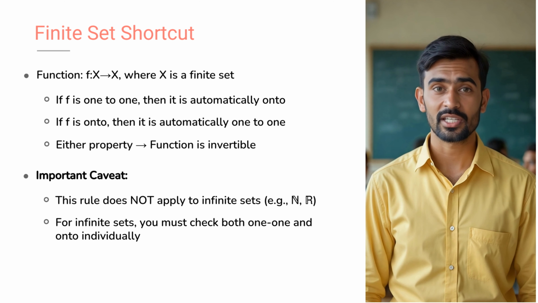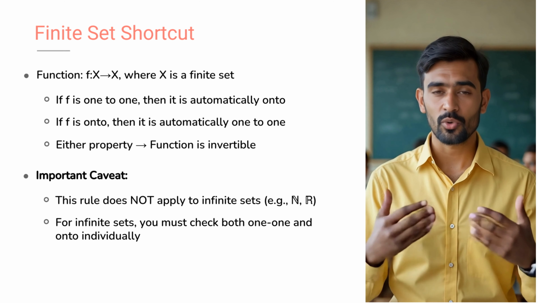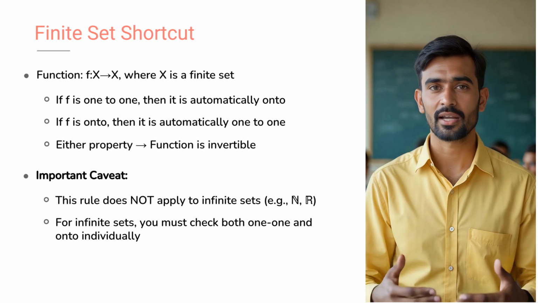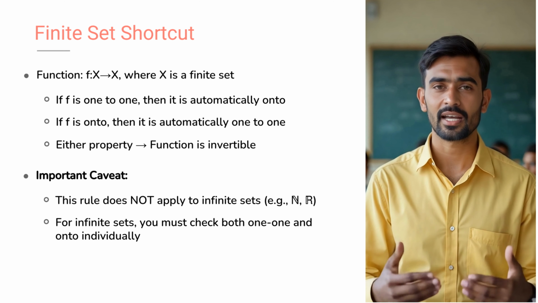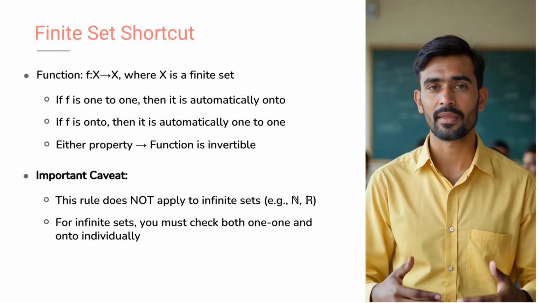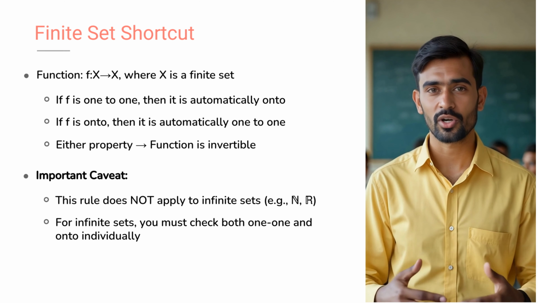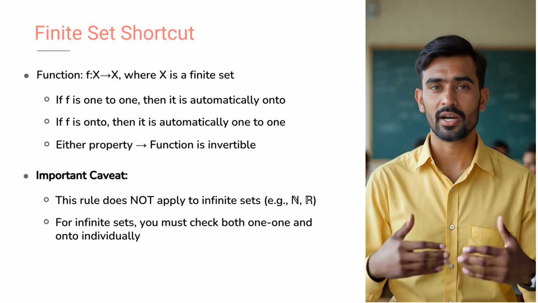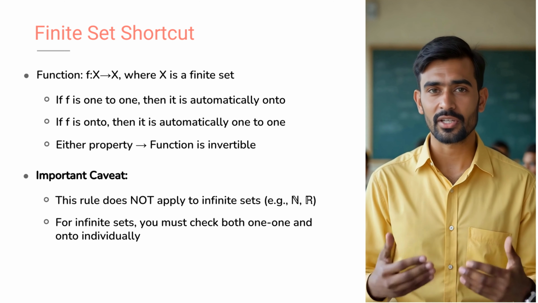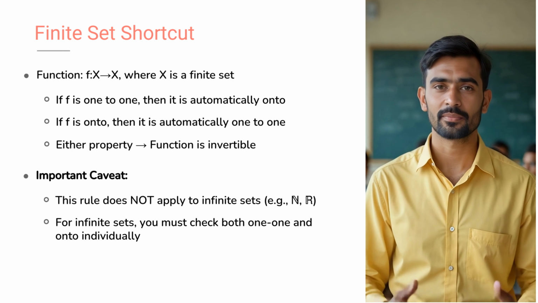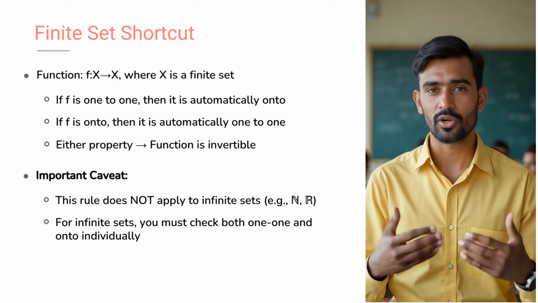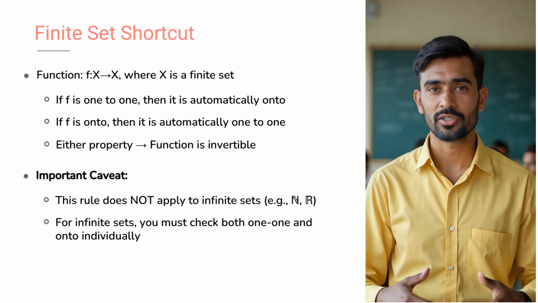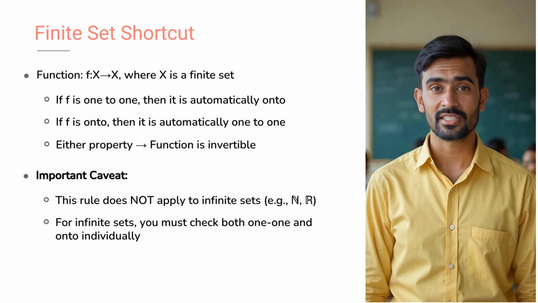Here's a useful trick when dealing with finite sets. Suppose we have f as a function from set X back to set X, and the set X has a finite number of elements. Then something interesting happens. If f is one-to-one, it's automatically onto. And if f is onto, it must also be one-to-one. So, in finite sets, either property alone is enough to guarantee that f is invertible. But be careful, this trick doesn't work for infinite sets, like the natural numbers or real numbers. In those cases, you have to check both properties separately.